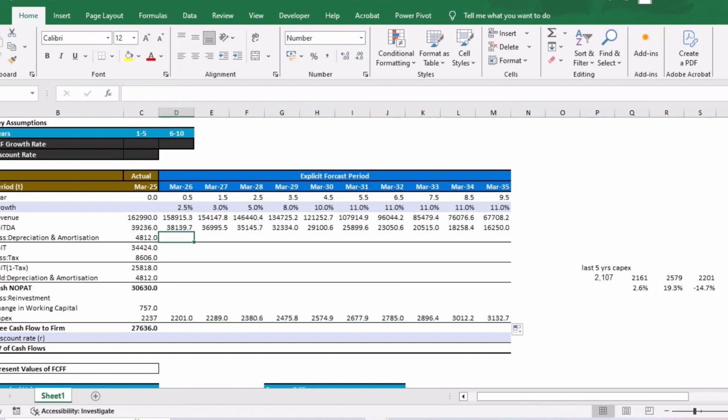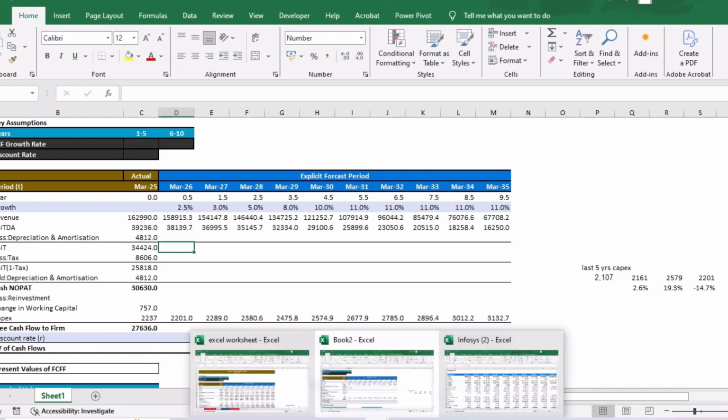So see, now how we will forecast depreciation. See, this capex figure will be added to our fixed assets. Okay, so our depreciation will increase at a rate of capex. Okay, so what will be the formula? Before this I need to do one analysis. Come with me.